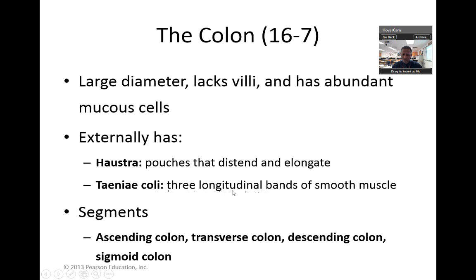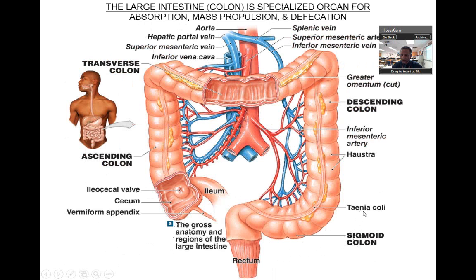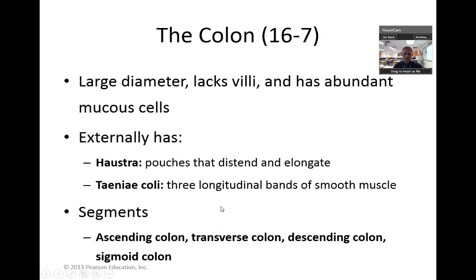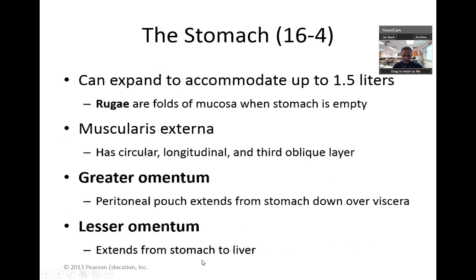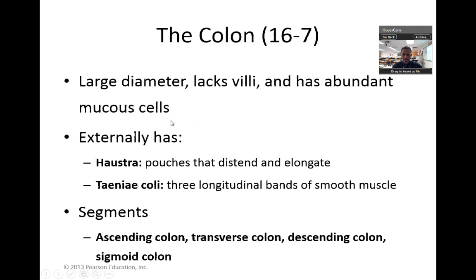There are three muscle layers right here, which you saw here. There they are. And the segments: the ascending colon, transverse colon, descending, sigmoid. Here's something about the stomach with the rugae, and the circular folds with the small intestine. I just put this here as a little comparison. So you've got circular folds, rugae, and the haustra.